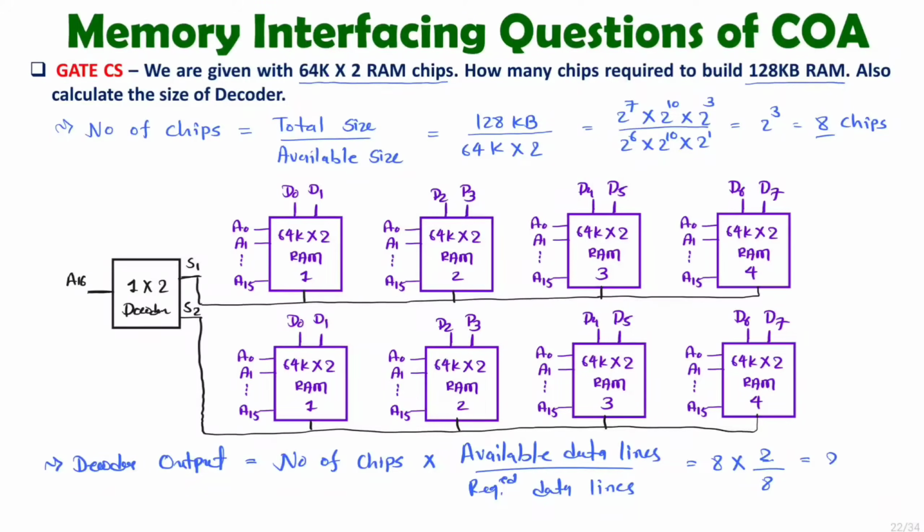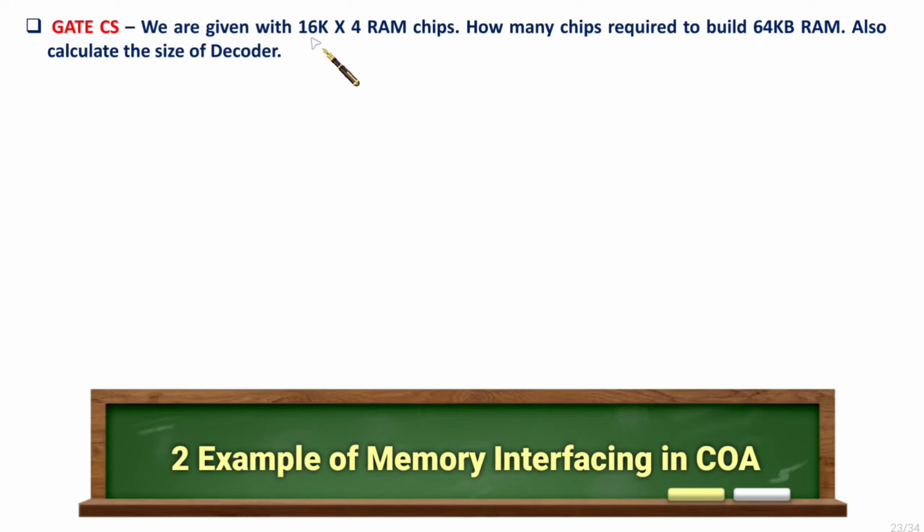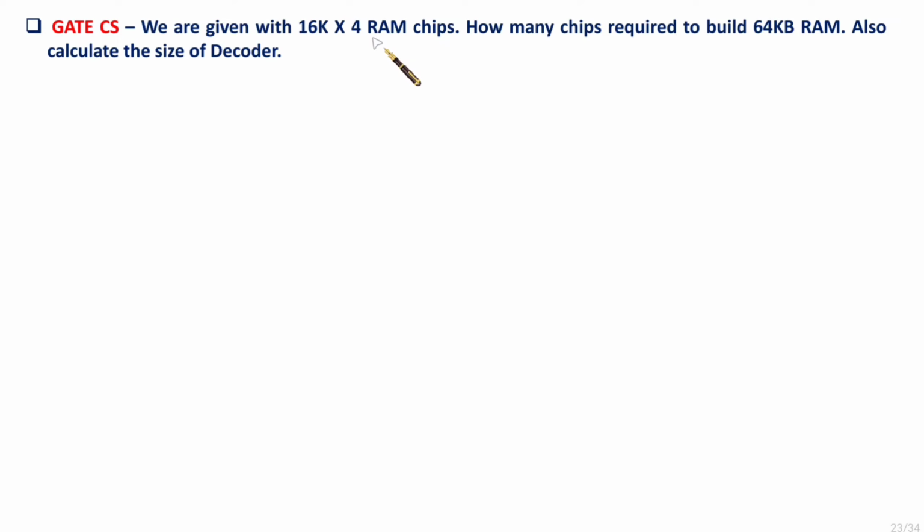So how many outputs will be there with the decoder? You see 8 into 2 divided by 8, that will be 2, right? So this is how we can find the outputs for the decoder, and based on the output you can directly identify what will be the size of the decoder. Let us have one more question similar to this. So in the second question you see 16K cross 4 RAM chips are given, right? How many chips are required to build 64 KB of RAM?